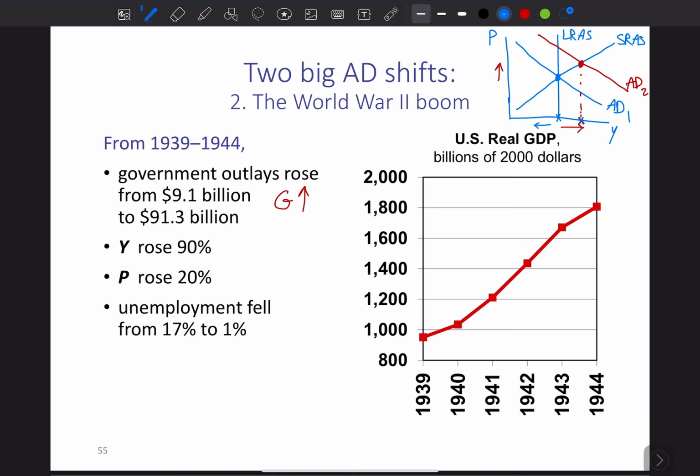Also, during this time period, we see that unemployment fell from 17% to 1% because of this increase in the level of production. And that is consistent with what happened in the real world during that time period. This model of aggregate demand and aggregate supply is consistent with this increase in the real GDP in that time period. So these examples show how significant shifts in aggregate demand can deeply impact the economy.